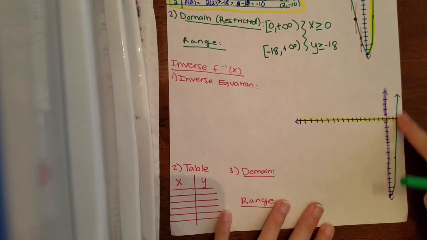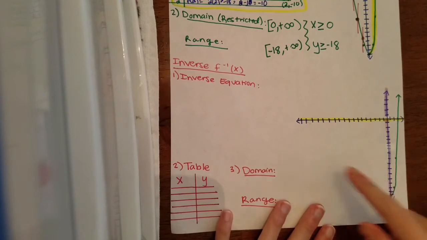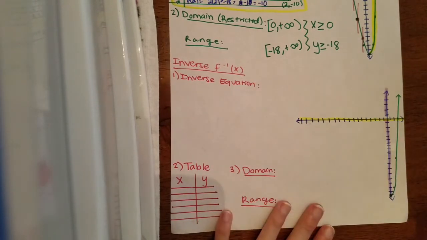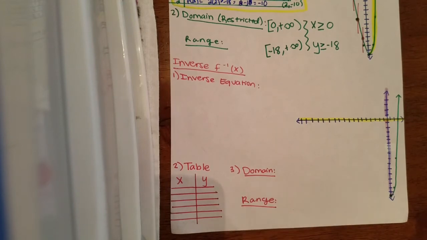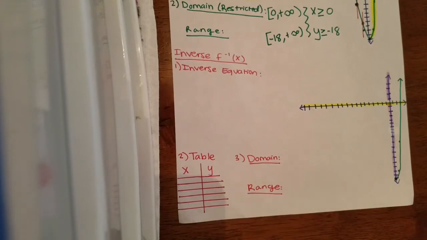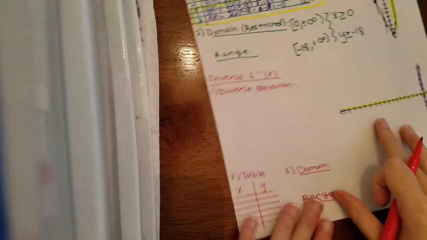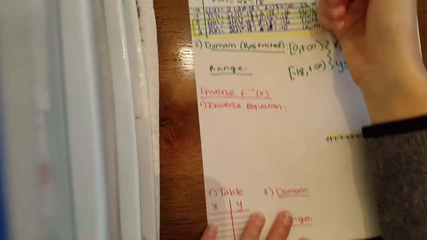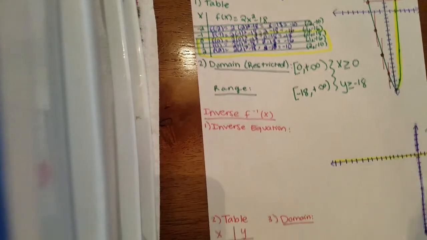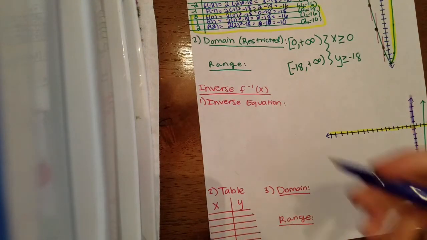So this is the restricted graph. This is the only one we're going to focus on when we talk about the inverse. Alrighty, so shifting gears now. First up, find the inverse equation. We're pros at this by now. So I'm going to start with the original equation, which is 2x squared minus 18. That was our original.